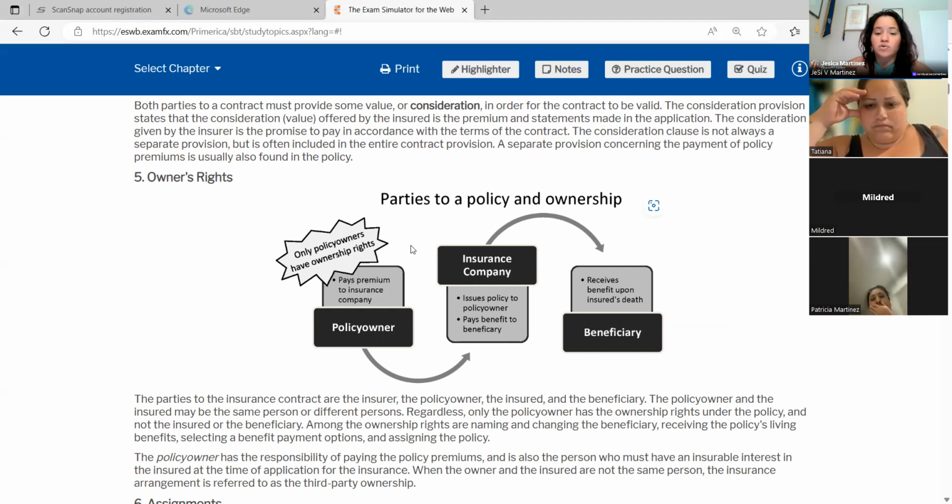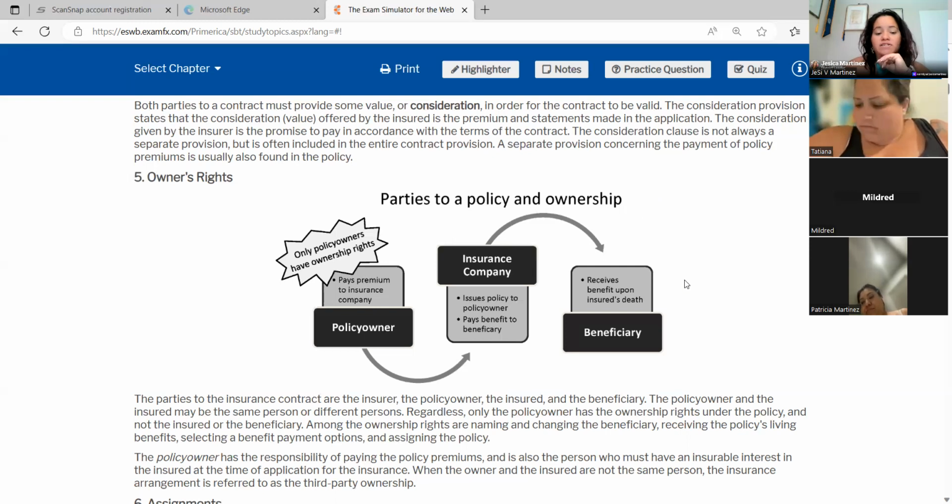So the parties to a policy and ownership are 3. You have the policy owner, the insurance company, and the beneficiary. The policy owner pays the premiums and has rights to the contract. The insurance company issues a policy to the policy owner and pays benefits to the beneficiary. And then you have the beneficiary who receives benefits upon the insured's death. So you have those 3 parts.